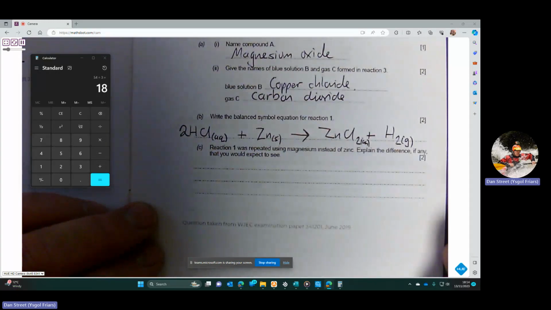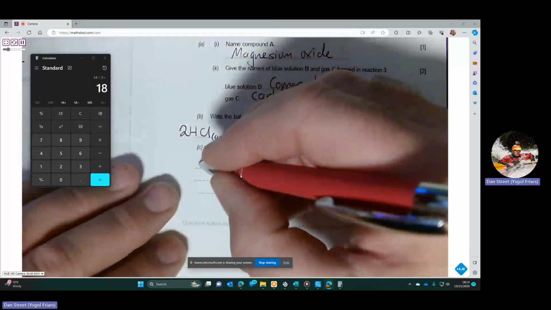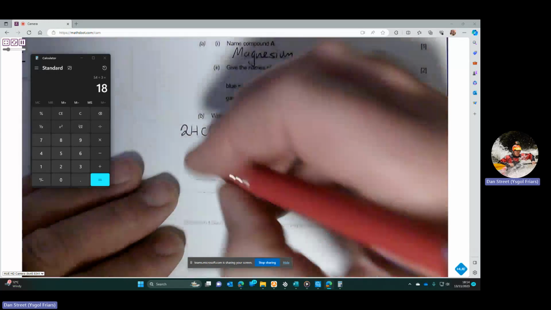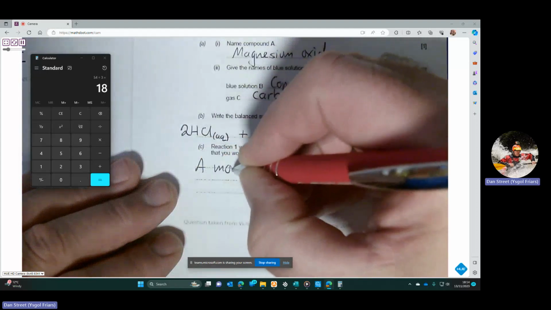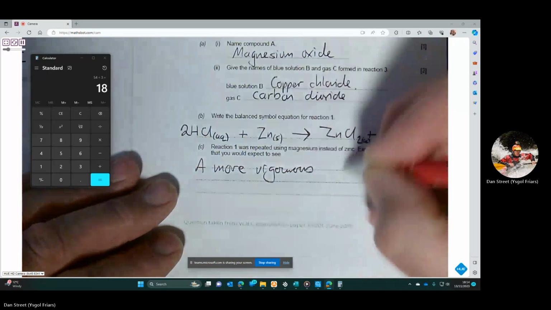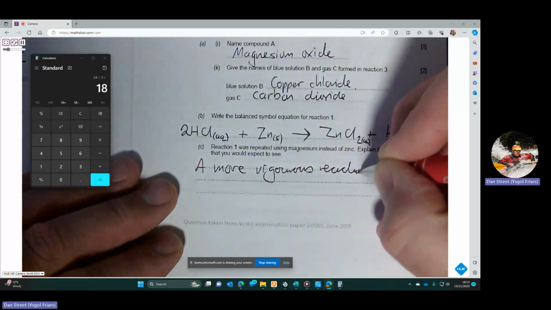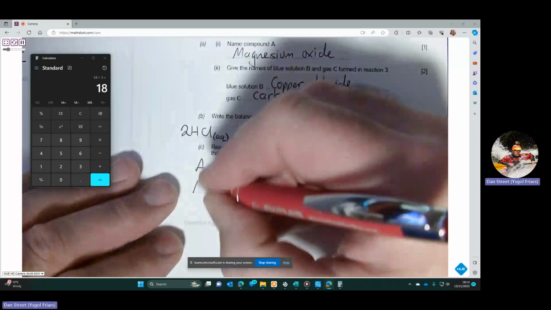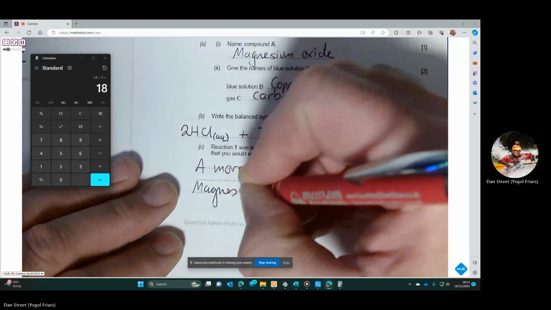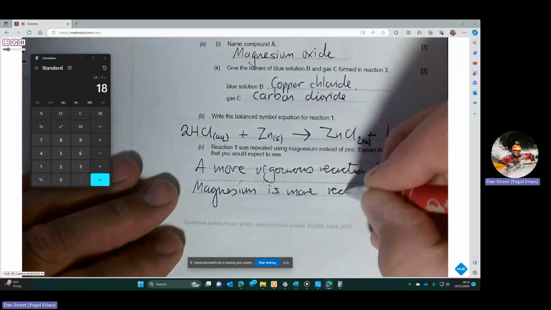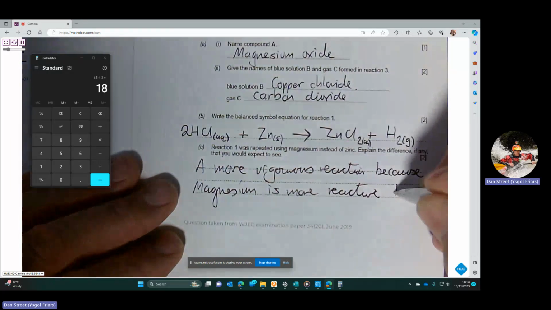Reaction 1 was repeated using magnesium instead of zinc. Explain the difference, if any, that you would expect to see. So magnesium is more reactive than zinc, so we would expect to see a more vigorous reaction. Okay, so a more vigorous reaction, that should get you 1 mark, and then the other mark is for the because. Magnesium is more reactive than zinc.